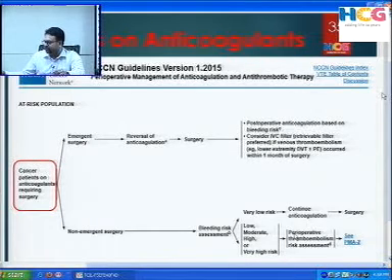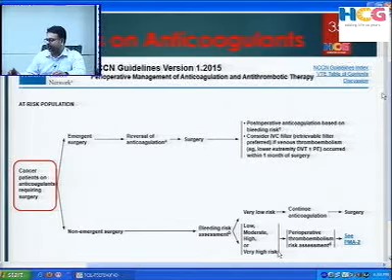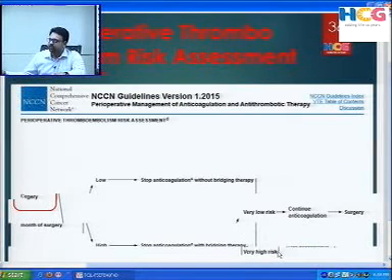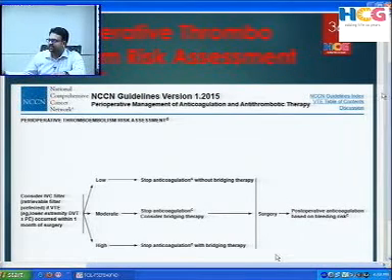In the other group, we should go ahead with the perioperative thromboembolism risk assessment. What the guideline says is that we can consider the IVC filter if the VTE has occurred within 1 month of surgery. When the perioperative thromboembolism risk is low, we can stop the anticoagulation without a bridging therapy.